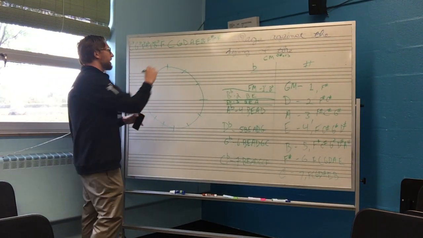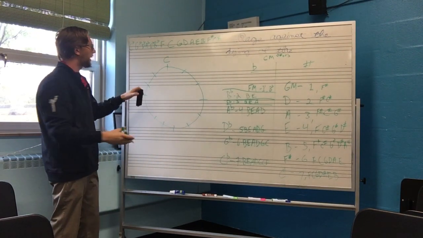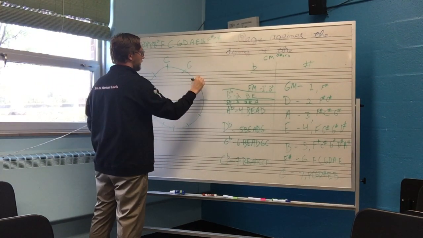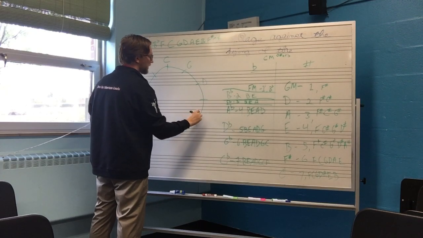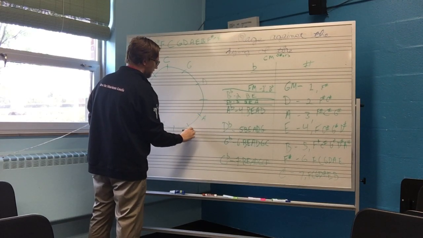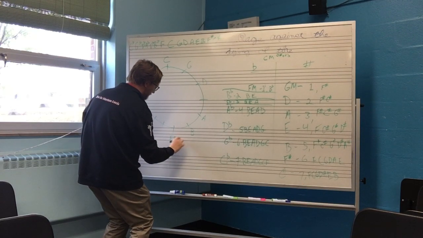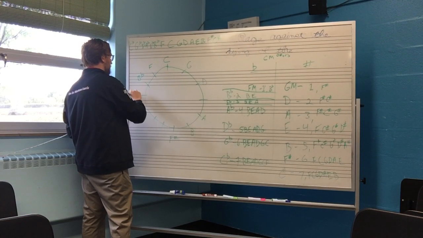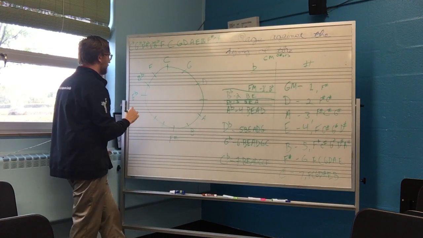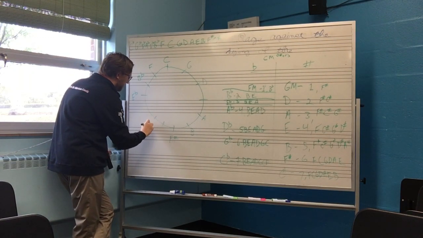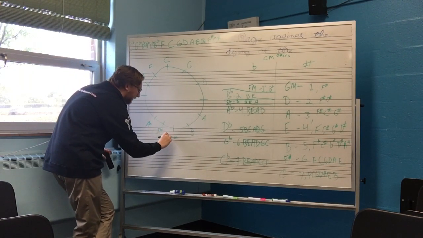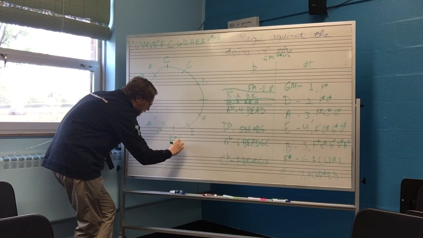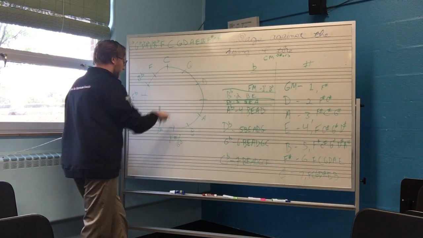From here, I'll put C as my top point, no sharps, no flats. G. I'm moving forward, so I'm going clockwise. And A, B, F sharp. Now we'll move backwards. F, B flat, E flat, A flat major scale, D flat major scale. That would be F sharp and G flat. I have to keep going though, right? I probably should have done that.